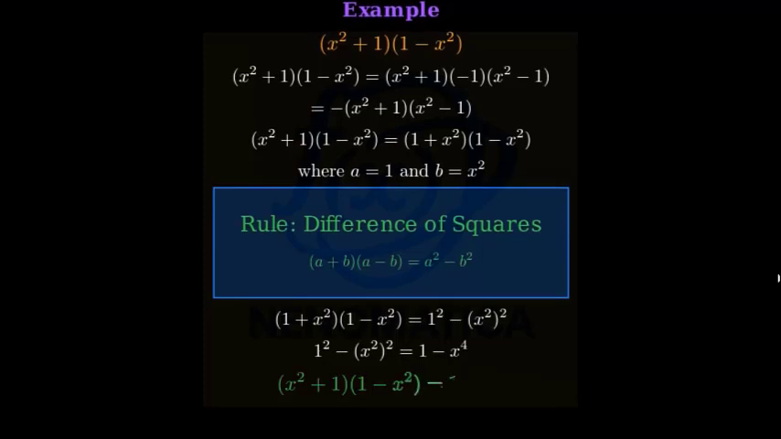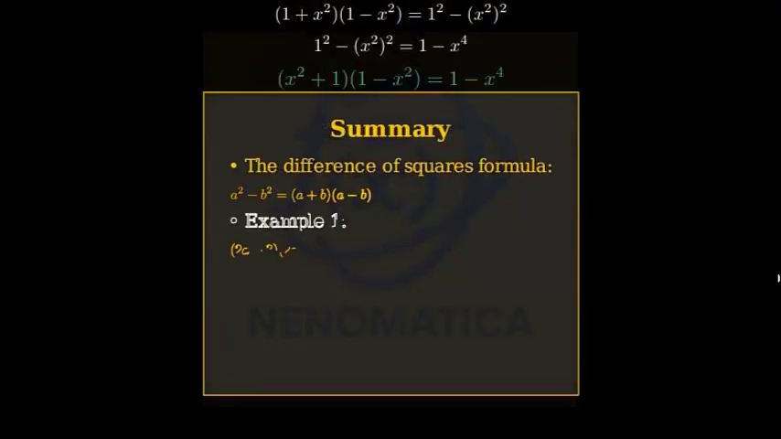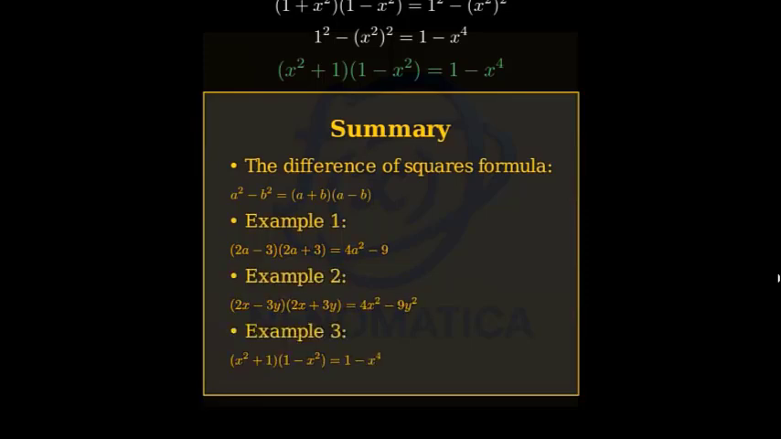So the final answer to our third example is 1 minus x to the fourth power. Let's summarize what we've learned today. We use the difference of squares formula, which states that a squared minus b squared equals a plus b times a minus b. We applied this formula to solve three different examples.